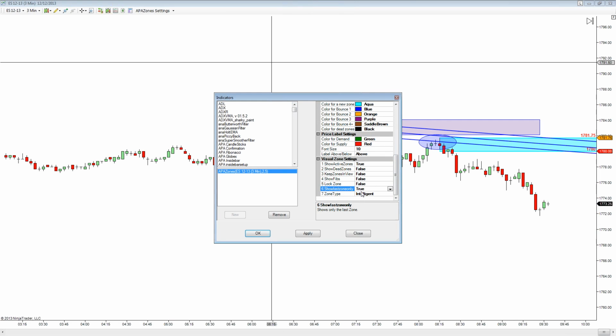This is actually not fully implemented yet, just because I'm having some drawing issues, but showing only the current zone, supply and demand, or support and resistance depending on your time frame, is an option now. I also have it as an option in the dropdown, but I think I need to restart NinjaTrader for it to correctly work. So show the last zone only is an option.